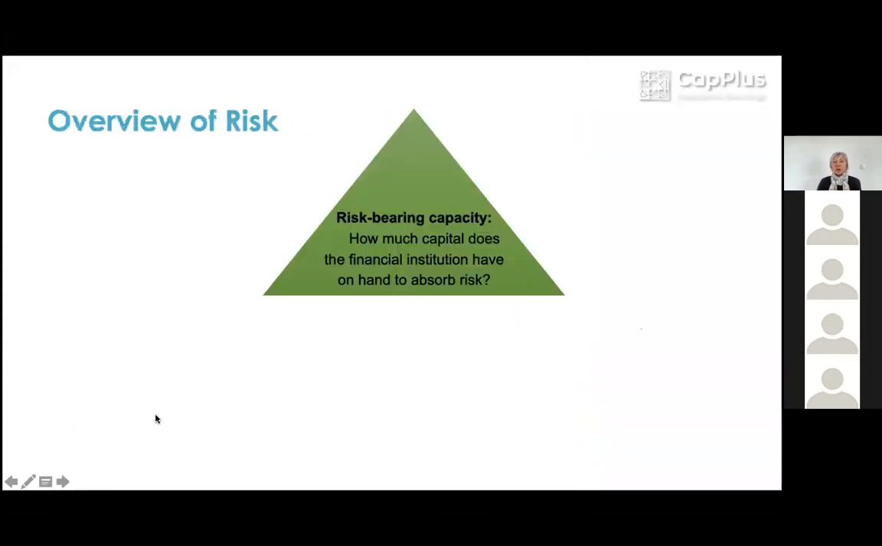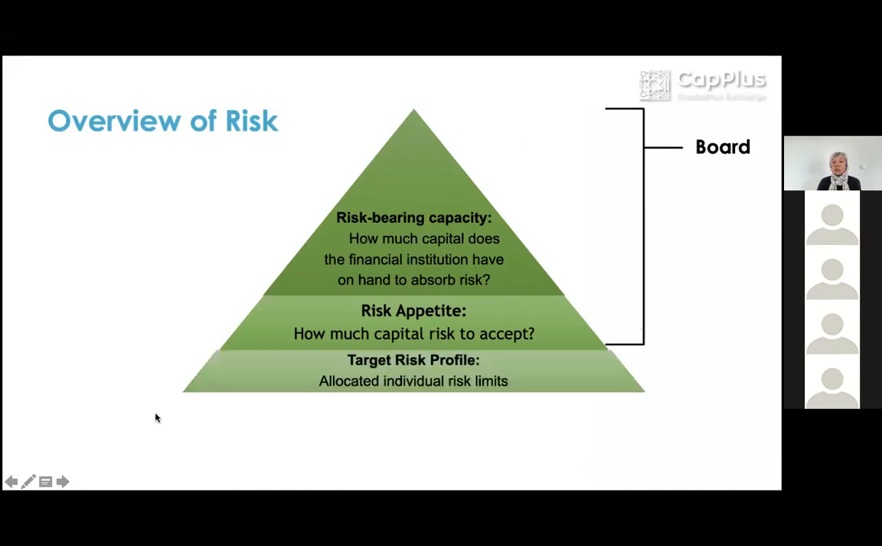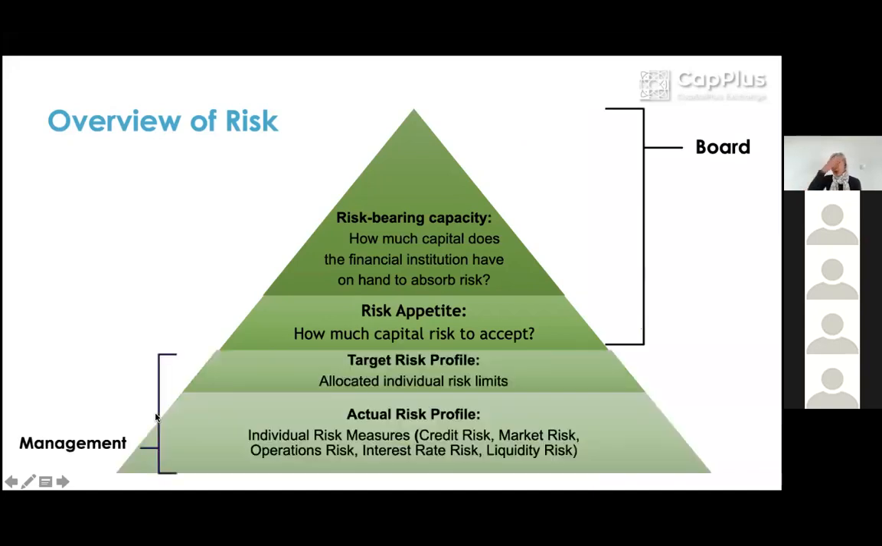So let's just quickly go through this chart that tells you how it's set up. The board is looking at how much capital, how much equity does an institution have to absorb the risk? And then they're saying, what is our risk appetite? How much are we willing to risk? The board decides that, and then based on that, they hand that down to management, who sets the target risk profiles and the actual risk profiles for the individual risks: credit, interest rate risk, even operations risk.